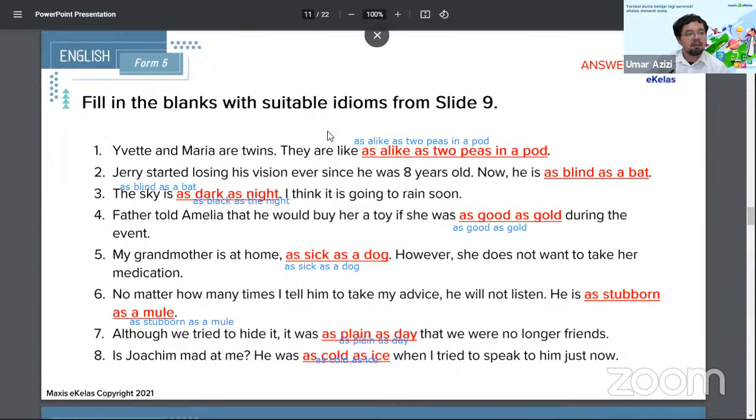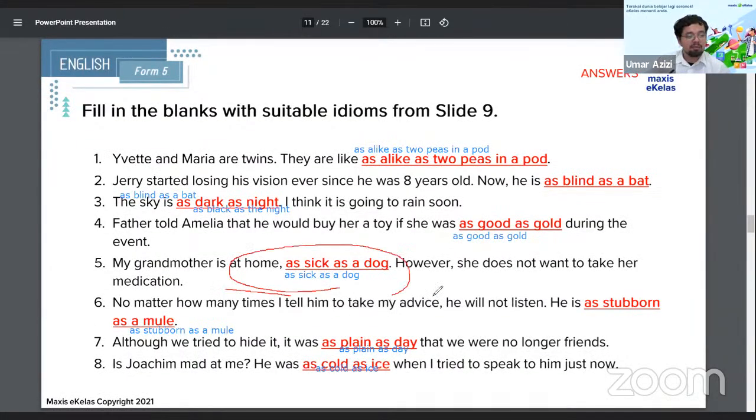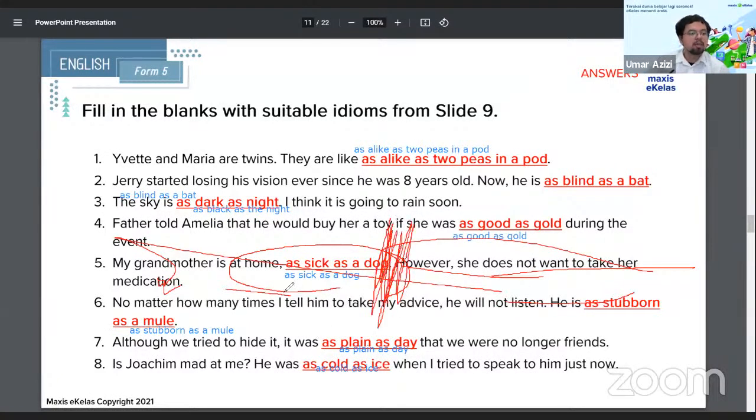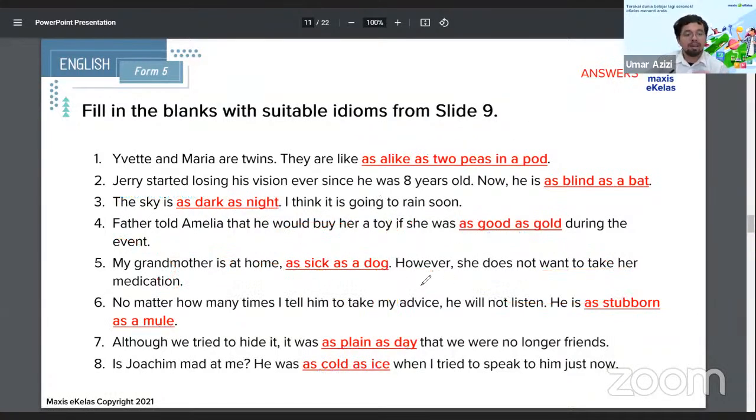Now, we had some confusion over this one. My grandmother is at home. We thought it could be that she's stubborn because she does not want to take medicine. This sentence comes after the first part. There's a stop here. So we're talking about the condition of the grandmother, and the only idiom that talks about condition is as sick as a dog. So we can use that one. Why? Not only is it one of the few idioms that talk about conditions of a person, it's the one particular to why you might need medication. So it's important to read the question thoroughly.